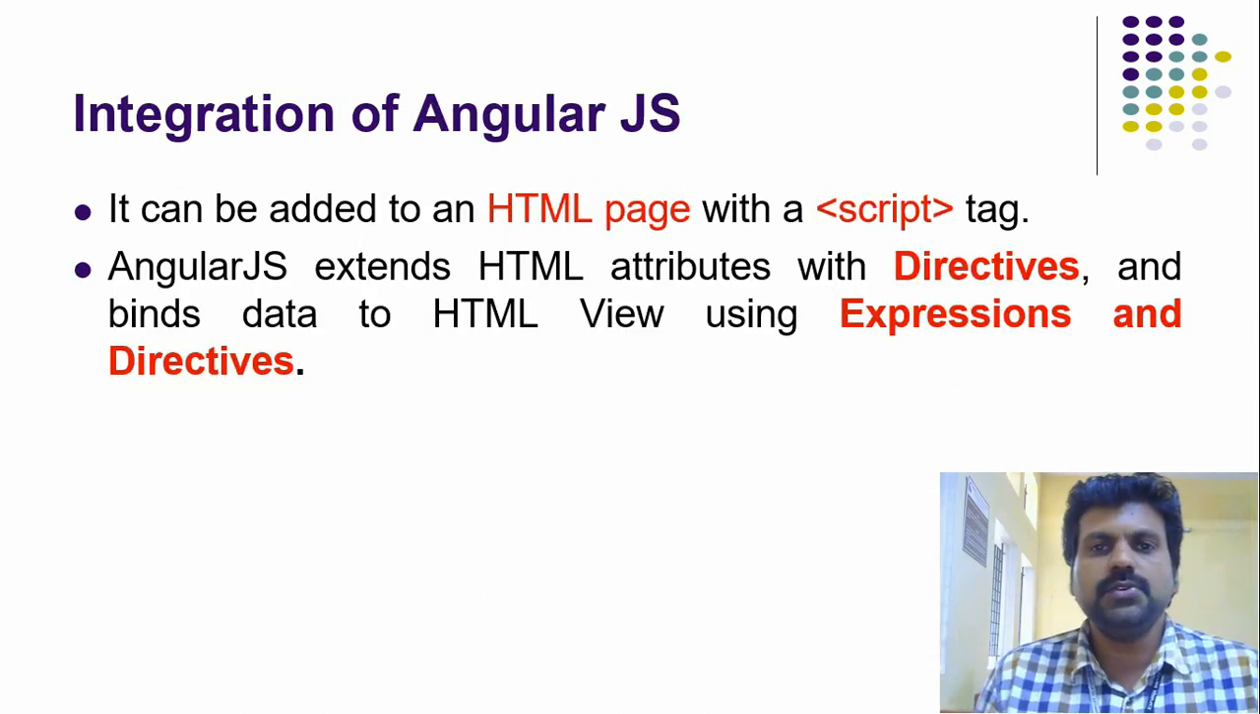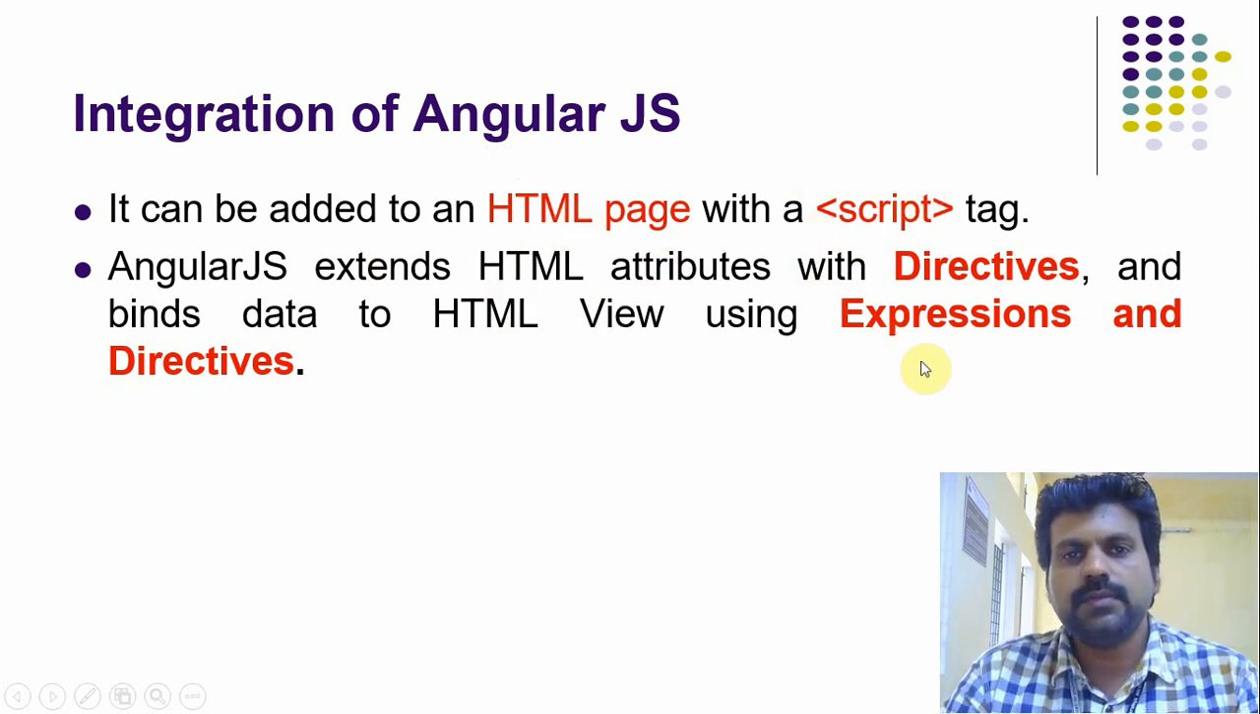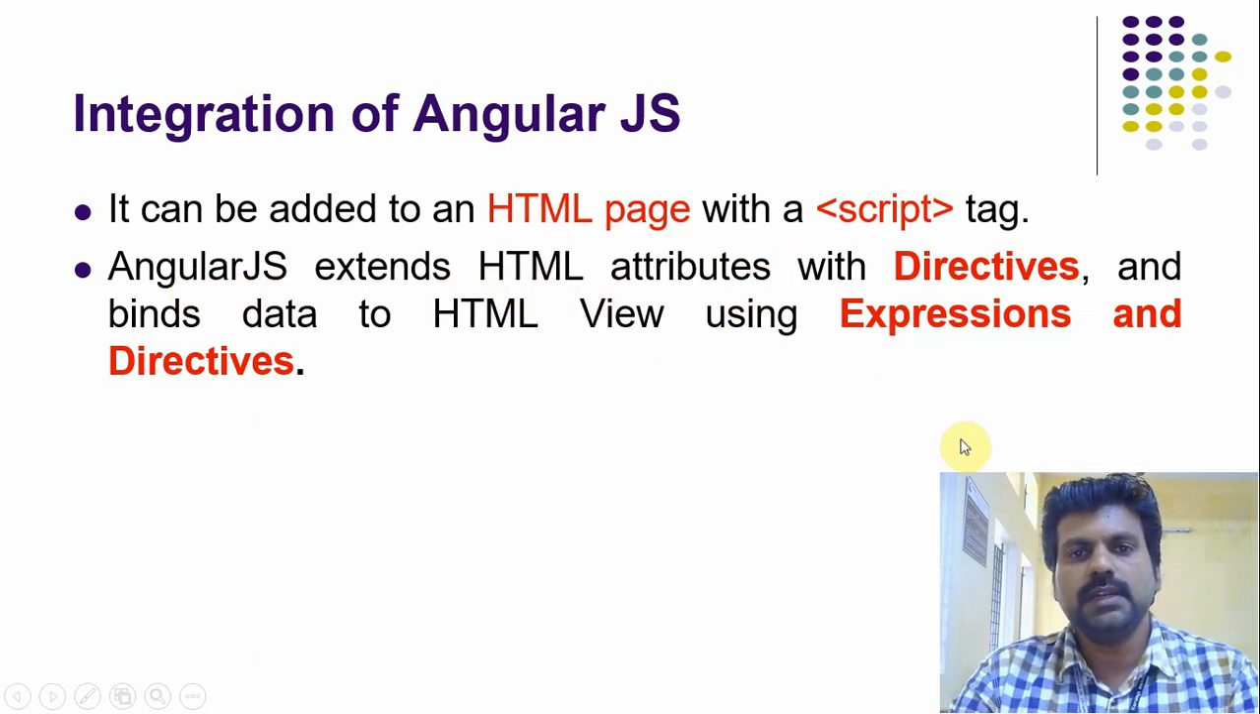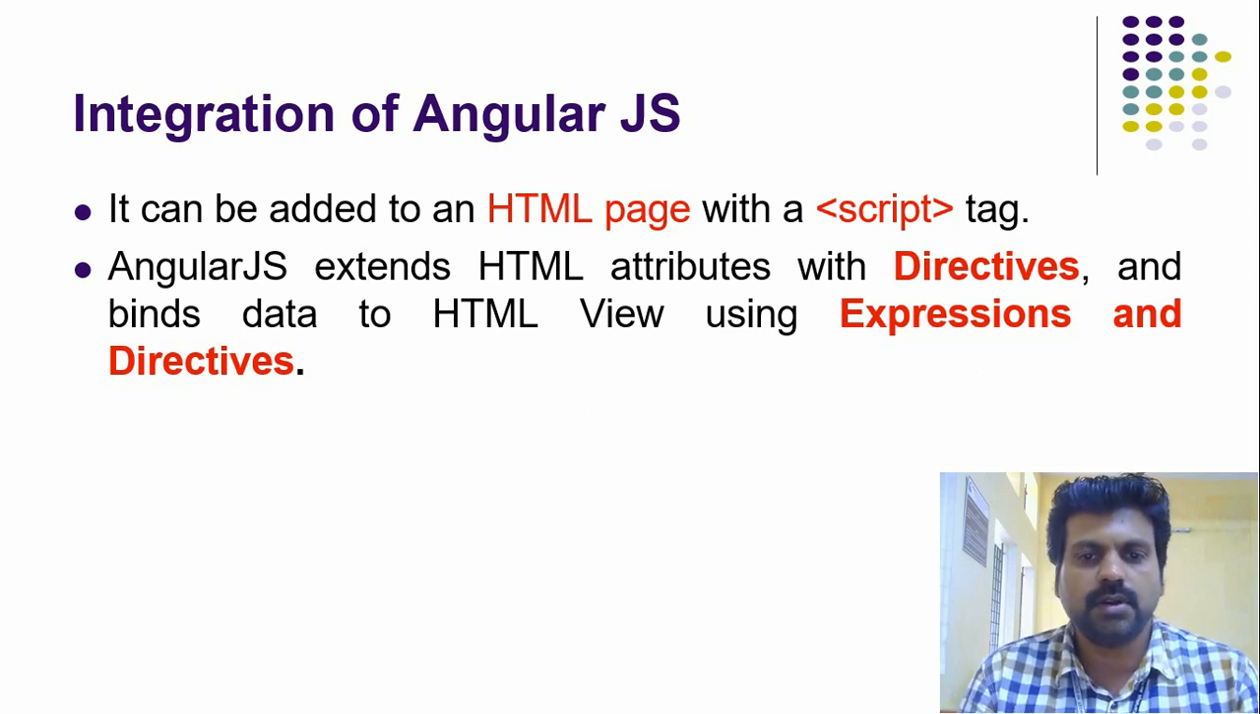So let's talk about how to integrate the AngularJS framework in our HTML program. The AngularJS framework can be integrated inside an HTML program by using a script tag. So using the script tag, we can integrate AngularJS code. AngularJS extends HTML attributes. How can we integrate it? There are a few concepts in AngularJS called expressions and directives. Using these directives and expressions, we'll be integrating AngularJS framework components in our HTML document.